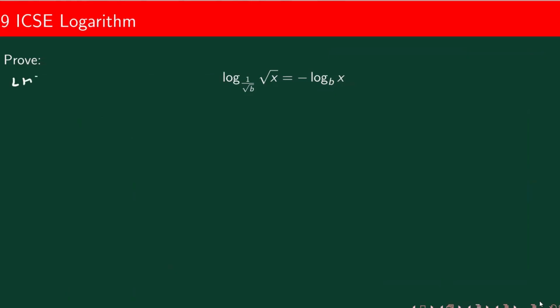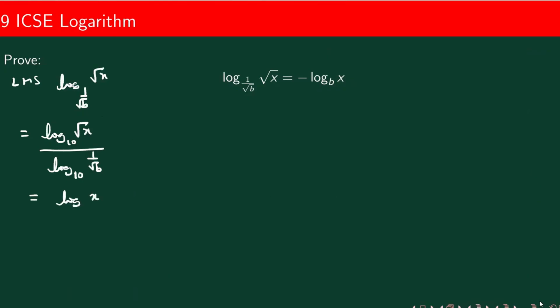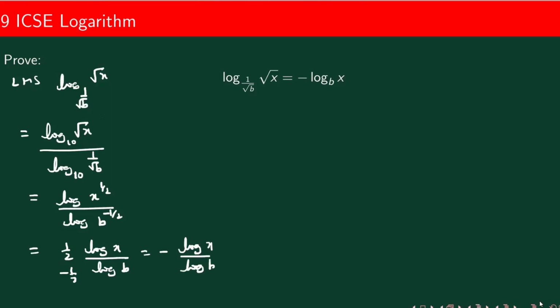The left hand side, log to the base 1 by root of b of root of x, can be written as log x raised to half, and this is b raised to negative half. So that will be half log x and negative half log b. So this will be negative of log x upon log b.